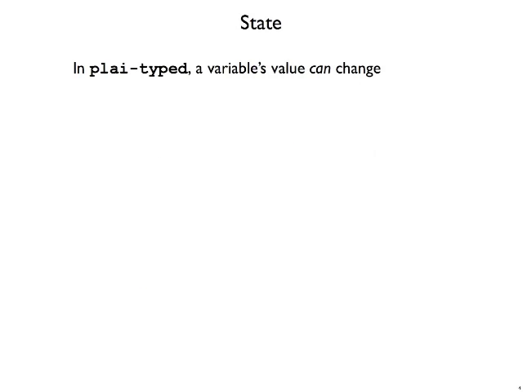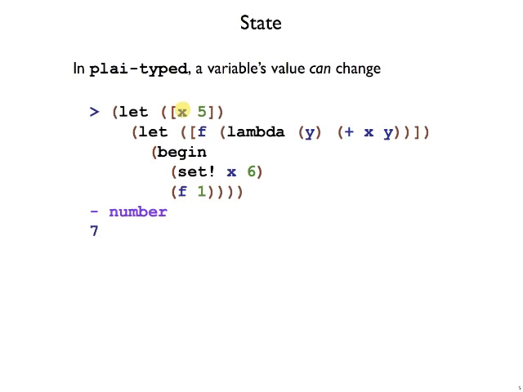In PLAI typed, that's actually not true. A variable's value can change. Here we have the same sort of program, but I filled in the dot dot dots with a set! x 6. And set! is an assignment operator. This is like x equals 6 in many other programming languages. It changes x so that its value is 6 instead of 5. So that when f is called, since it refers to x and x is changed, we will get a 7 out.